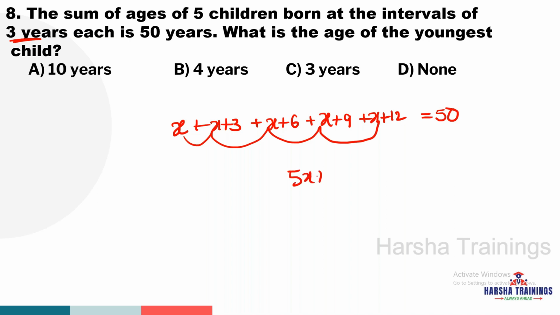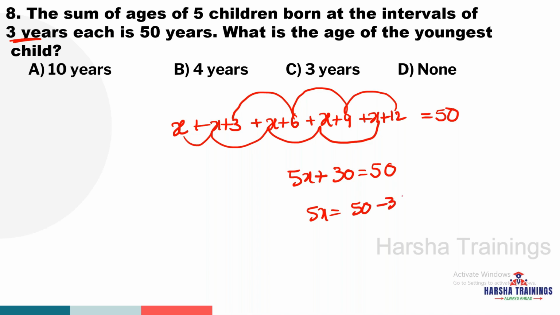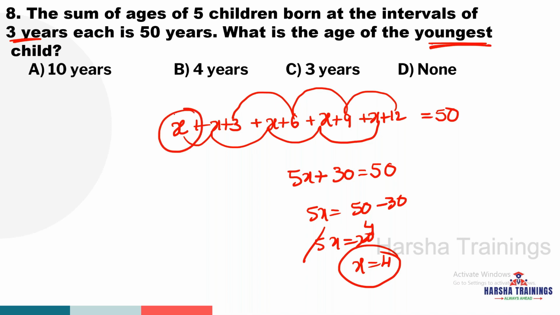So then 5X plus, so 12 plus 9, 21. 21 plus 6, 27. 27 plus 3, 30 is equal to 50. Okay, so then 5X is equal to 50 minus 30. So then 5X is equal to 20. 5 ones are 5, 5 fours are 20. X is equal to 4 years. Find the youngest child. X value is how many years? 4 years. That's why option B is the right answer. Is it clear, guys, all of you? Any doubts regarding this question?